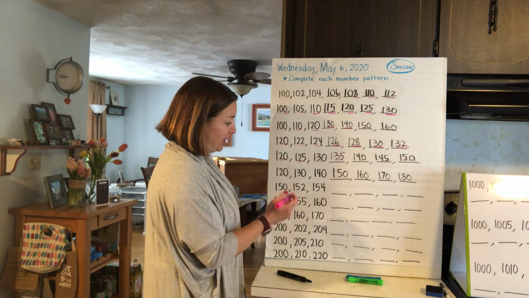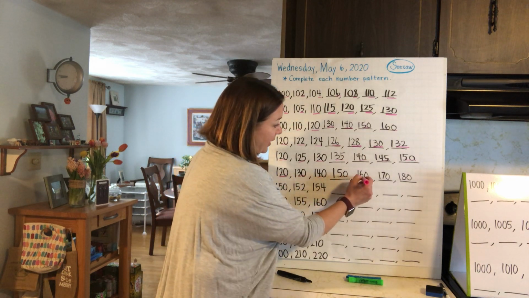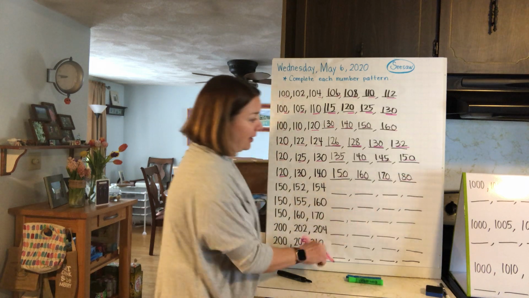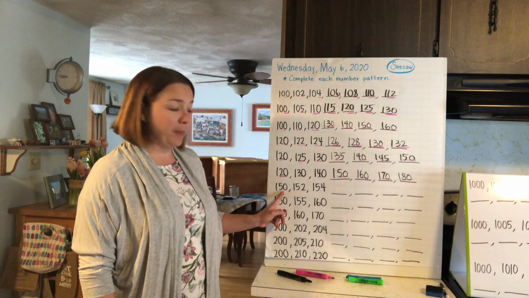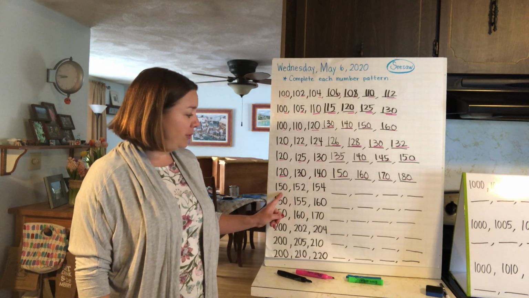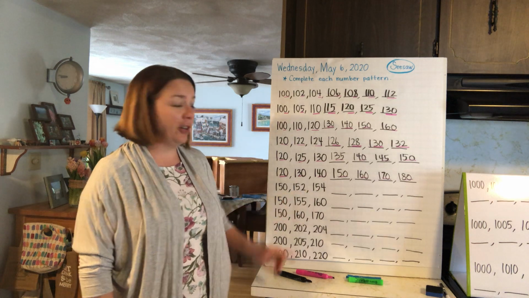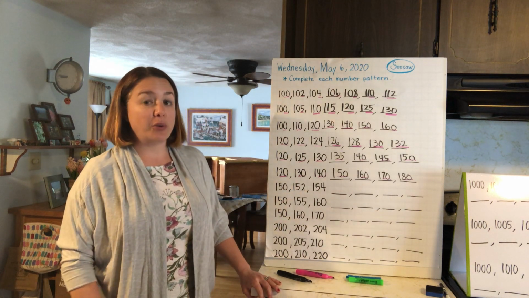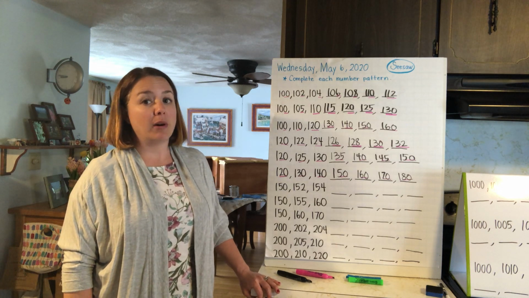And so here are the numbers we say when we count by tens. 20, 30, 40, 50, 60, 70, 80. Again, we're just adding 100 in front. Next pattern, 150, 152, 154. Write those numbers on your paper.